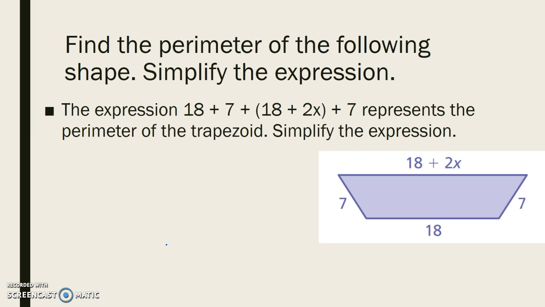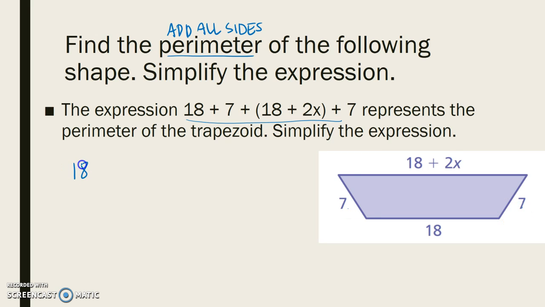Okay, we're moving on. This one's a little bit new to us. Just find the perimeter of the following shape. Perimeter means that we add all sides. And then simplify the expression, if we can. So here's the expression. What we've done is we've just added these 4 sides together.